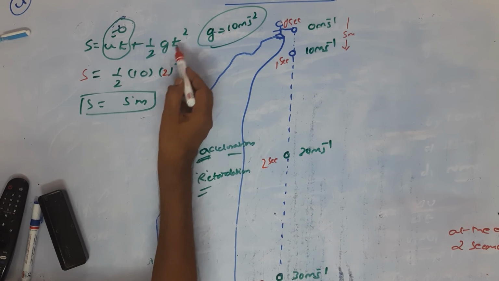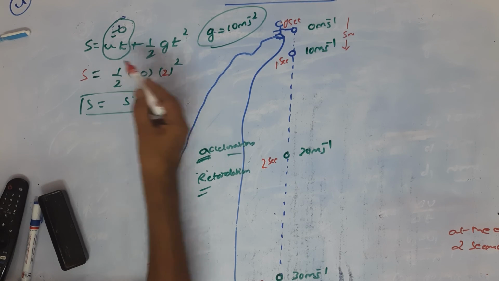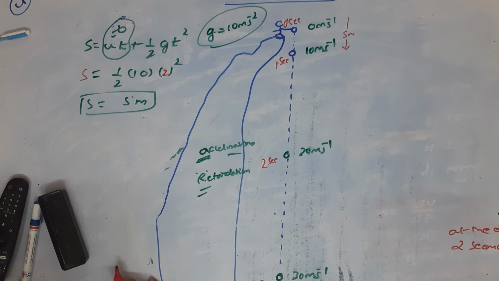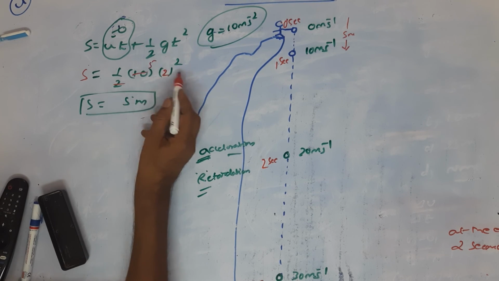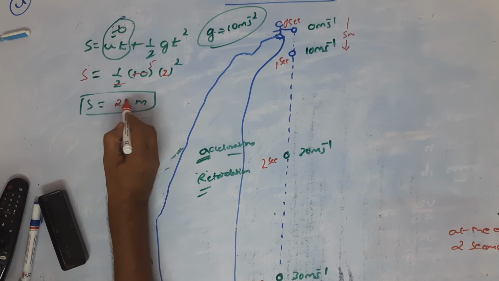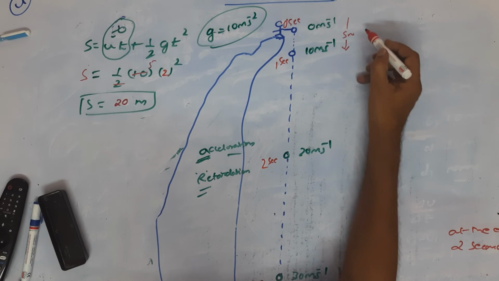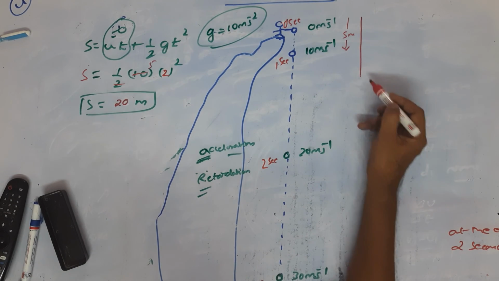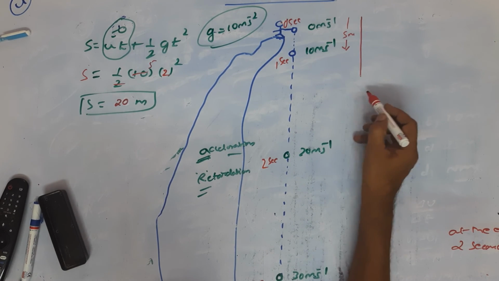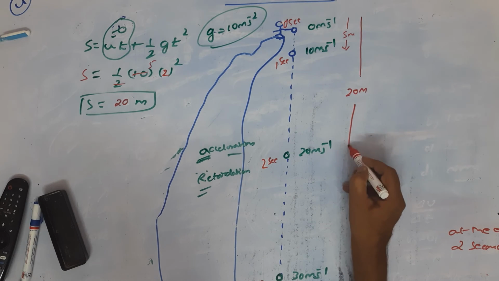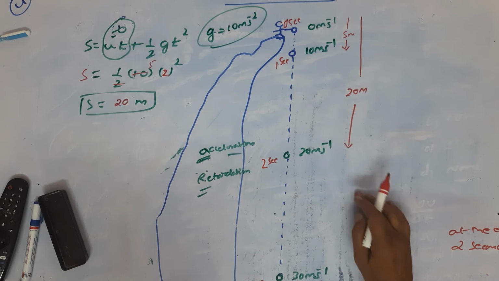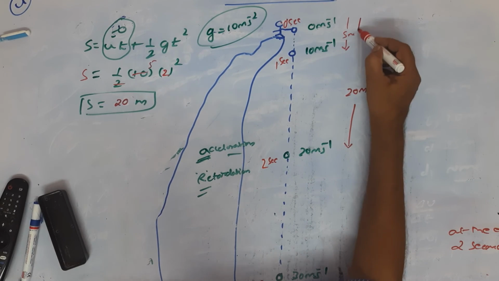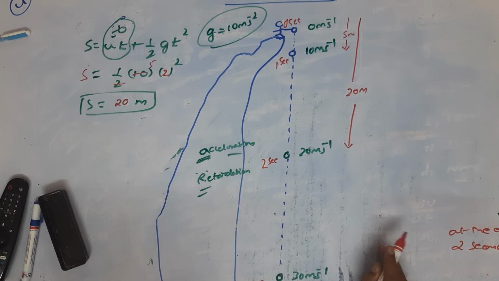And you know, time is 2, g is 10, this is half, this is 0 because it is dropped. And no doubt, it is 2 square is 4, 2 ones are 2, 5s are 4 into 5, it is 20 meter. The right answer is 20 meter. Therefore, it is up to the end of this one, it travels a distance of 20 meter. Remember like this, here to here, the distance traveled is 20 meter. Okay.